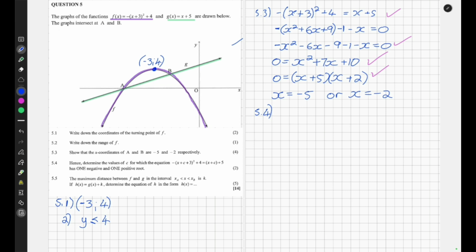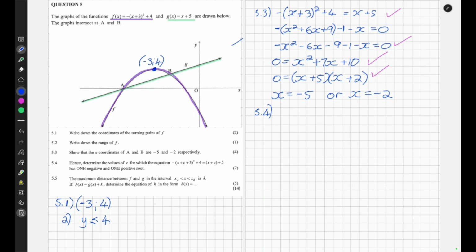If the value that they added is inside a bracket, it means right and left. But if it is on the very end of the sum, then it was shifted up and down. Now, let's interpret this question. Hence, determine the value of c for which these equations will have one negative and one positive root.